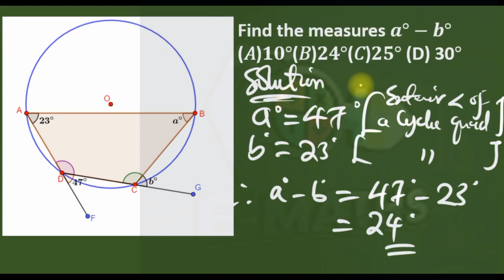So that's it for cyclic quadrilateral. We have two theorems on that. The opposite angles are supplementary, and the exterior angle equals the opposite interior angle.